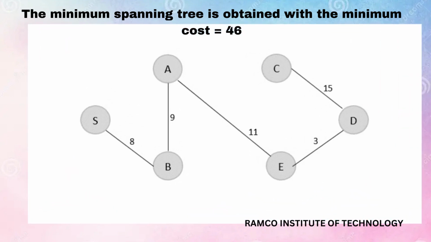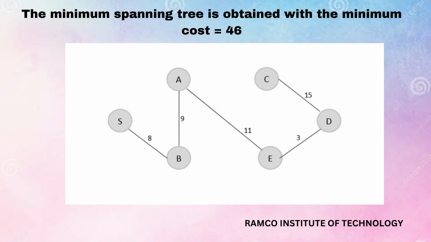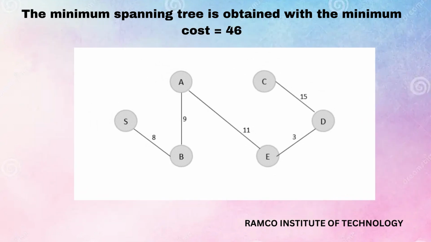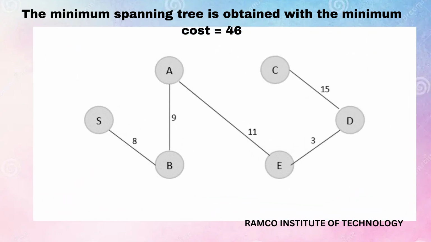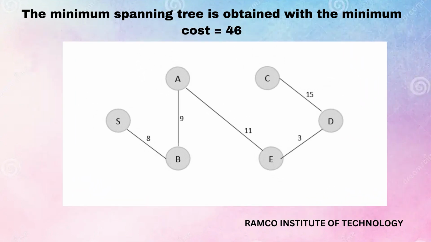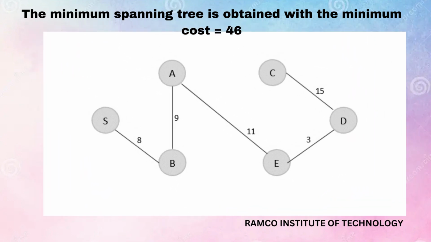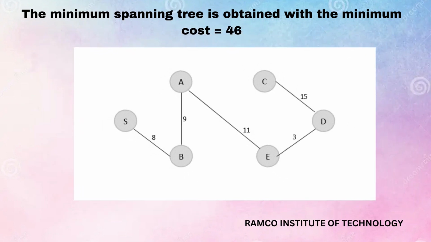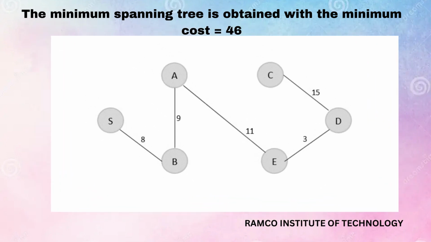S to B 8 plus 9, A to B is 9, then A to E is 11 plus D to E is 3, then D to C is 15. So adding all these weights, the cost is 46. So that's all about the Prim's minimum spanning tree algorithm.